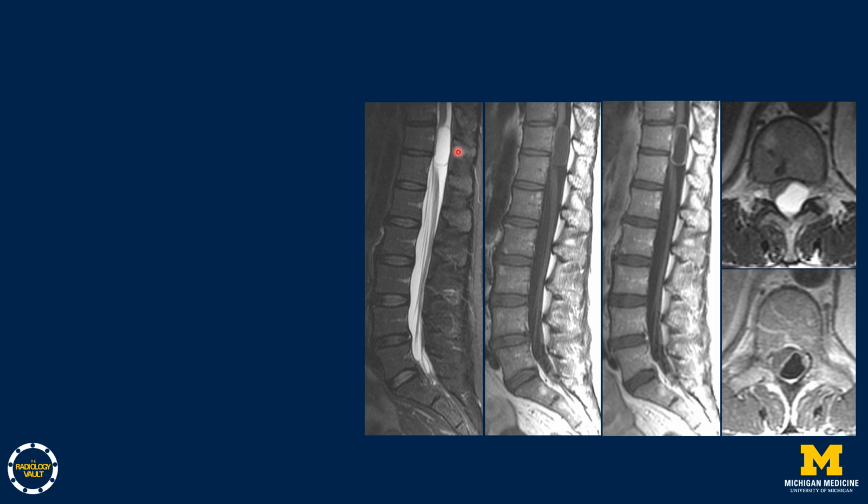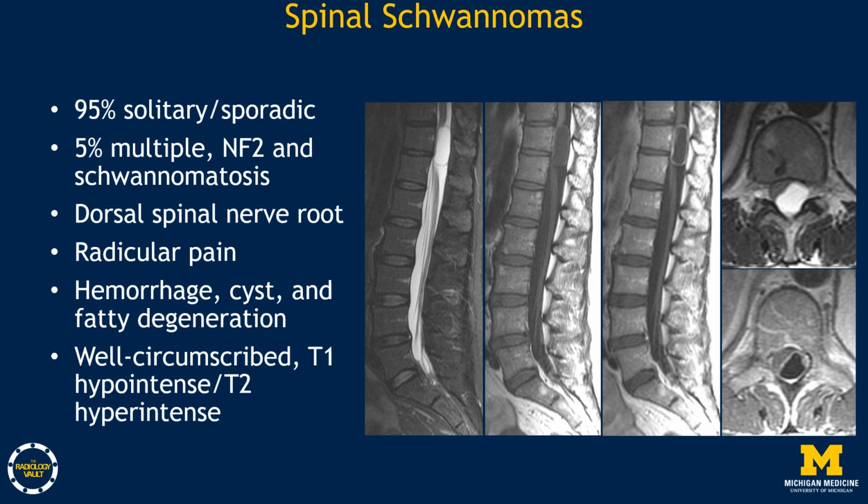Here we have an intradural extramedullary mass that demonstrates cystic features, peripheral thin enhancement with a focus of nodular enhancement. This lesion is centered in the left posterior quadrant of the thecal sac. This is a case of a spinal schwannoma.